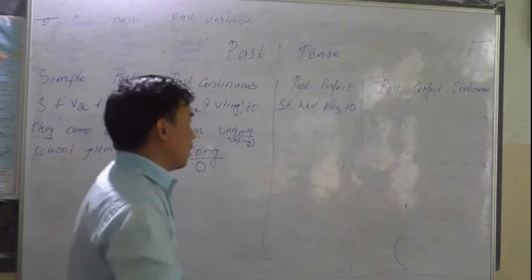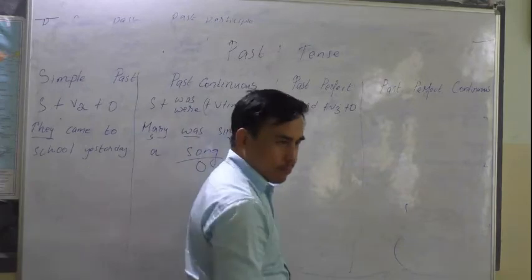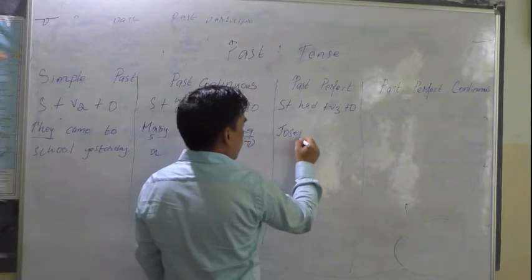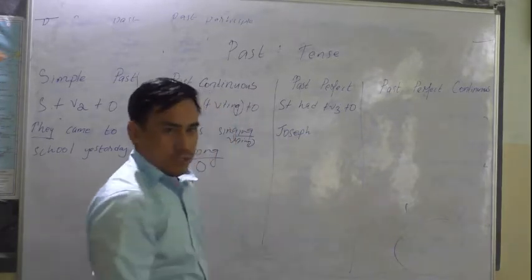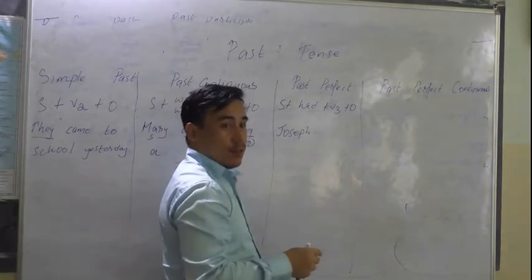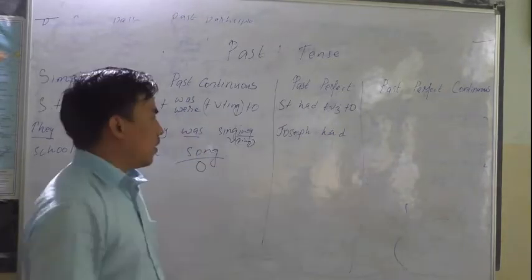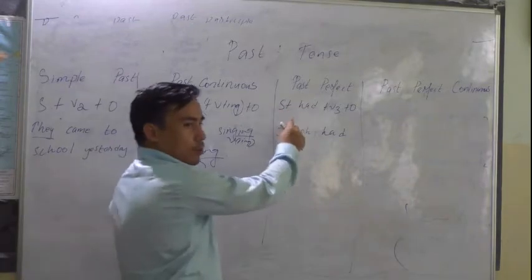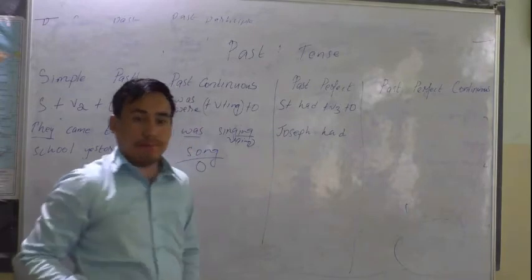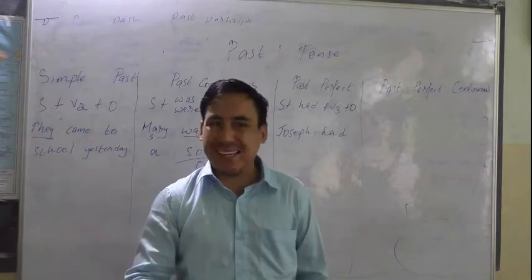Okay, correct question. So here, make it into a sentence. We will be using had, or we are using had by any means. So, Joseph had, remember, we will be using had by any means. Okay? We cannot ignore the form. So, Joseph had, third form of the verb, past participle, use any.